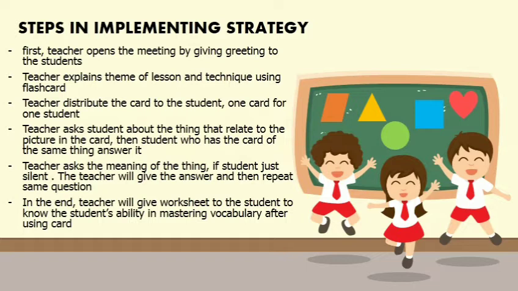And then the teacher would ask the meaning of the thing. If the student is just silent, like in this dialogue, what is the meaning of tiger? And then if the students could not answer it, the teacher will give the answer and then repeat some of the same questions. In the end, the teacher will give a worksheet to the students to know the students' ability in mastering vocabulary after using the cards.